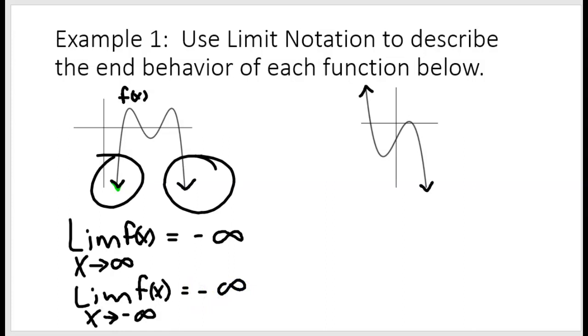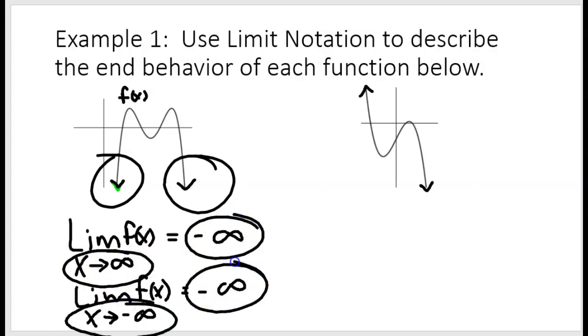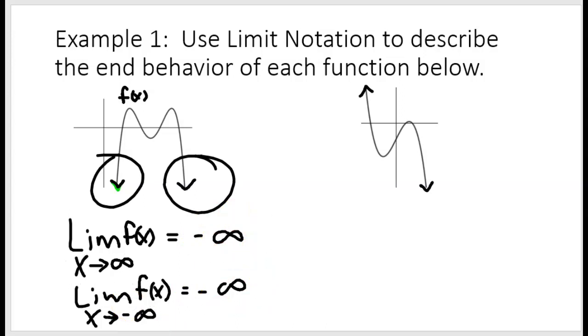So on the right side and on the left side, my graph is going down on both ends, okay? And that's the end behavior of that function. That's what happens at the infinite right and the infinite left side of that graph, all right? Let's go ahead and take a look at the next one.